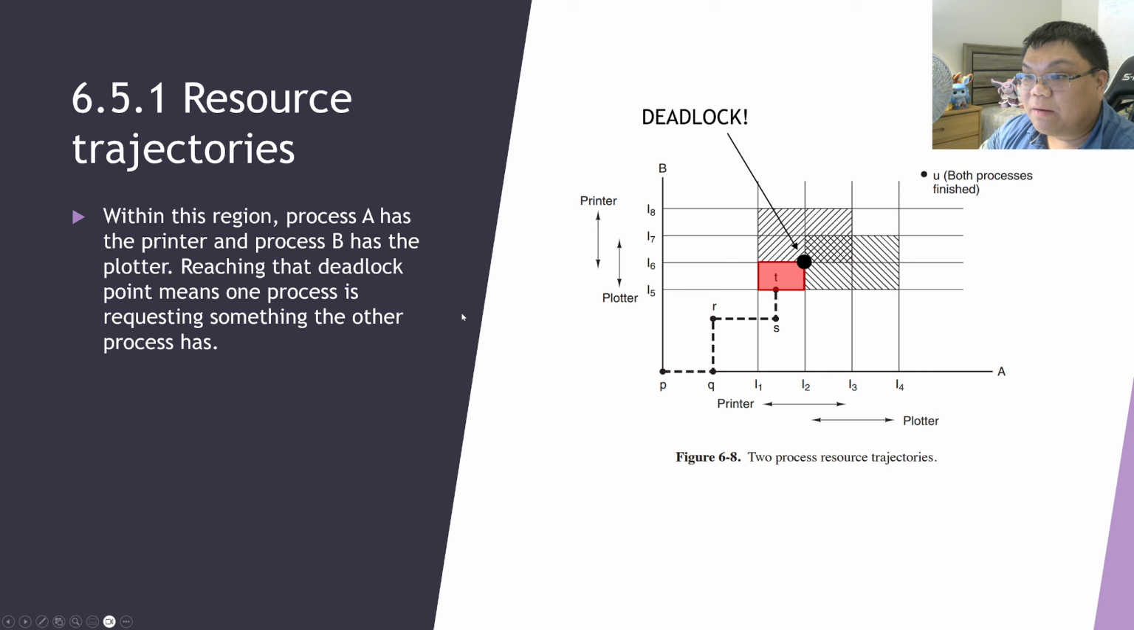Within this region, process A has the printer and process B has the plotter. The next step in both processes' execution is to need each other's resources. But given the rules of our game here, we can only move up and right. We cannot backtrack. Which means the moment we enter this red region, our only outcome left is deadlock.